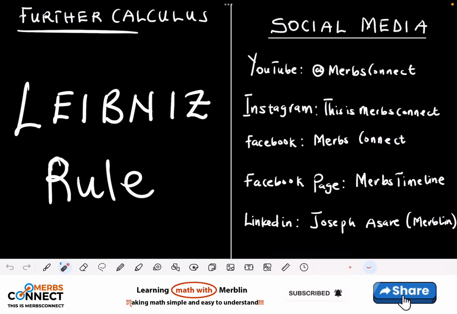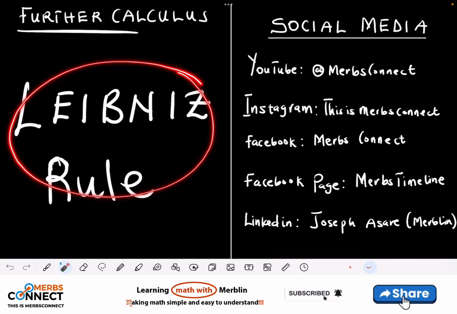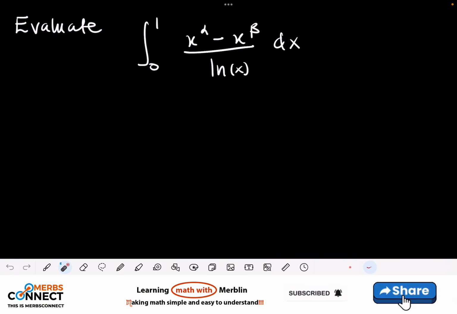And in this video, we are still on Leibniz rule. Let's jump right in. This question is so interesting in such a way that we have our integration with respect to x, but we have two constants, alpha and beta. It depends on how you want to go about it. You can decide to differentiate with respect to alpha, or you can decide to differentiate with respect to what? Beta, but I'll choose alpha, right?